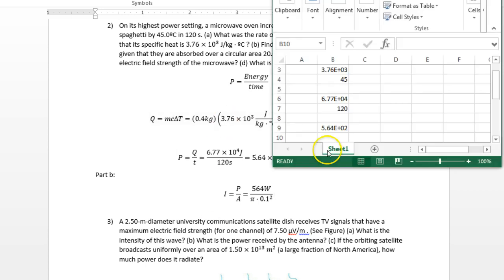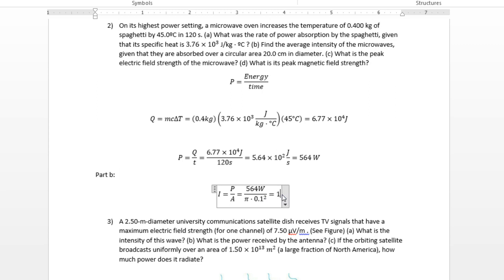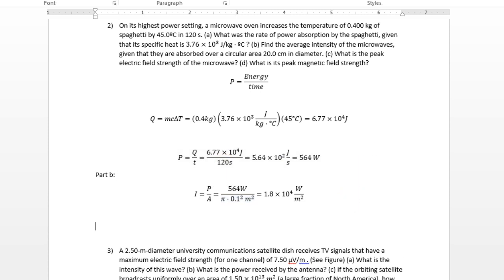Okay. So that equals 564 divided by pi times 0.1 squared, which is 0.01, giving 1.8 times 10 to the fourth watts per square meter, which is units of intensity. And down here in the denominator, we actually have meter squared, right? Alright, so that gives us part B.